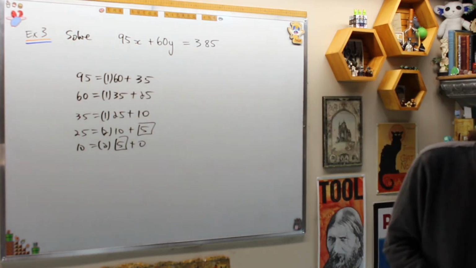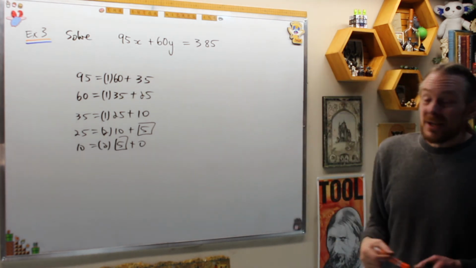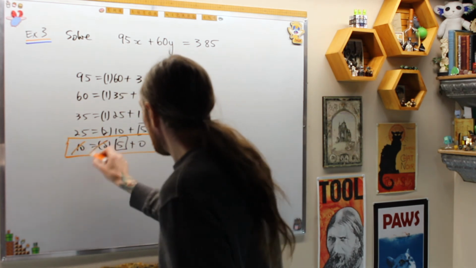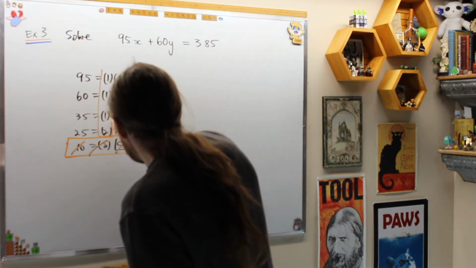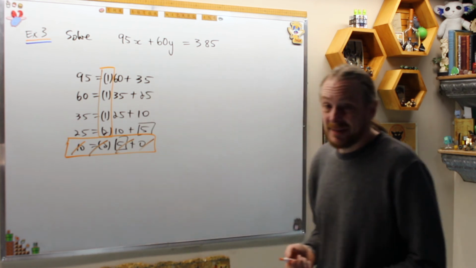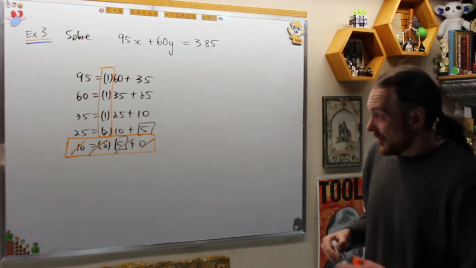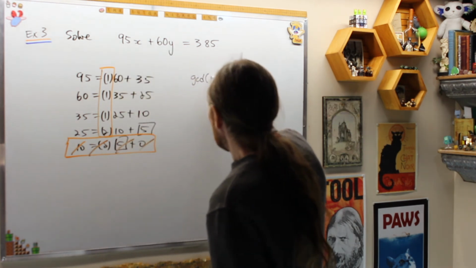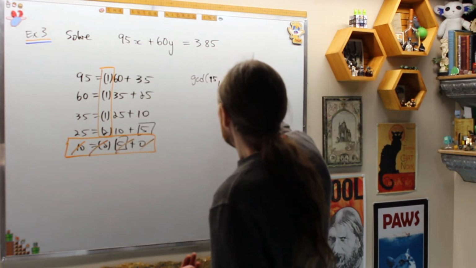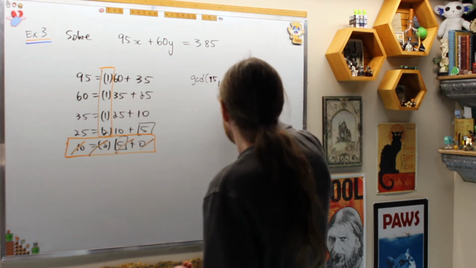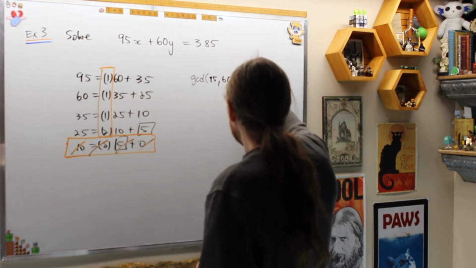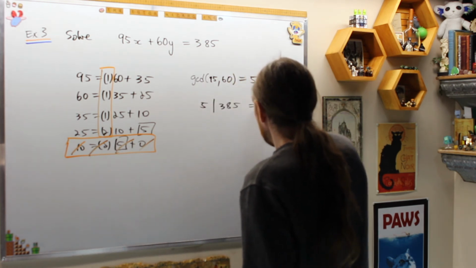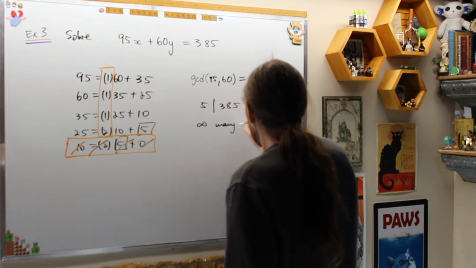What do I do with that? It turns out when you reduce this equation, the quotients are going to be exactly the same. So the first thing I do is reduce this guy. I'm going to reduce the equations, but the quotients are going to be the same that I need for this. So this says, this is step 1, the GCD of 95 and 60 is equal to 5, and 5 divides 385, therefore infinitely many solutions.